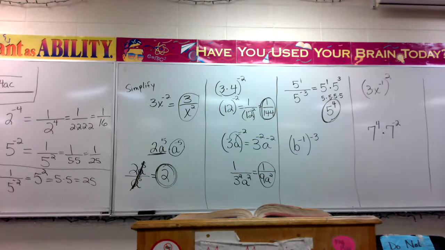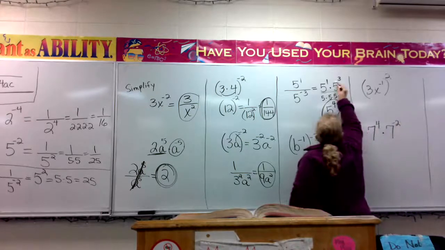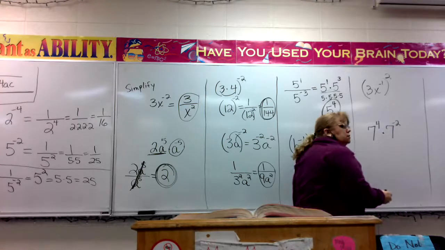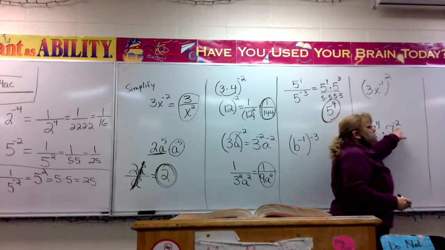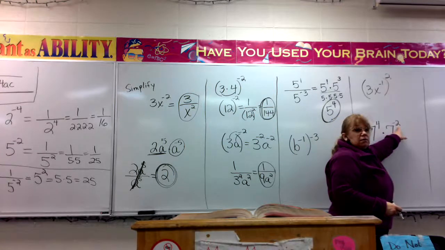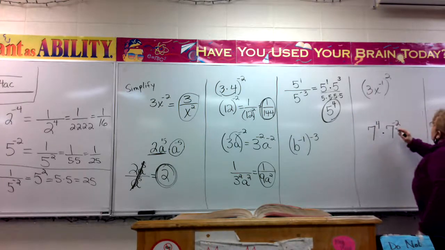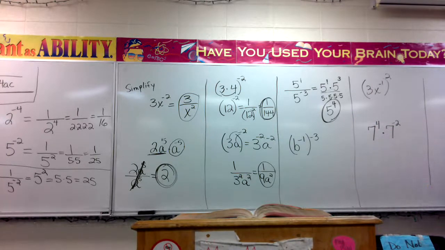Are we good so far? How about this one right here? Do you see how we added up those exponents? Guess what we do right here? You don't need to move this to the bottom right away. You could if you want, but add up the exponents. What's 4 and negative 2? Add them up. 4 minus 2 is?